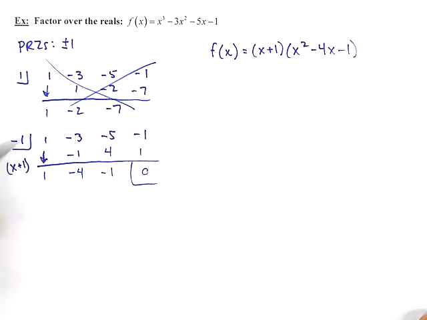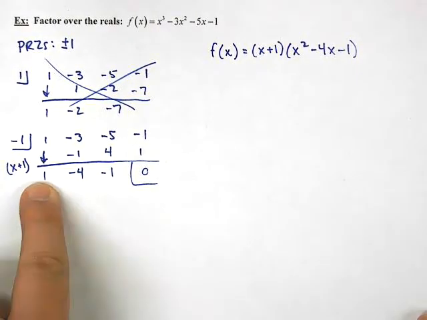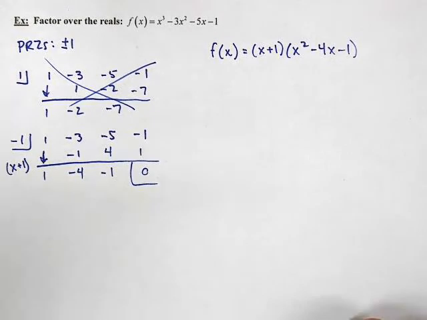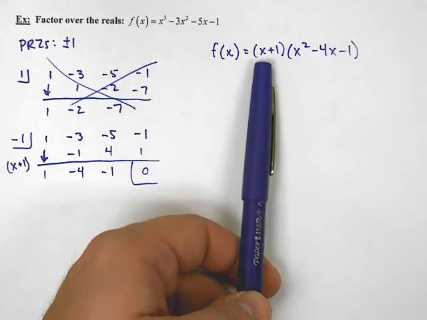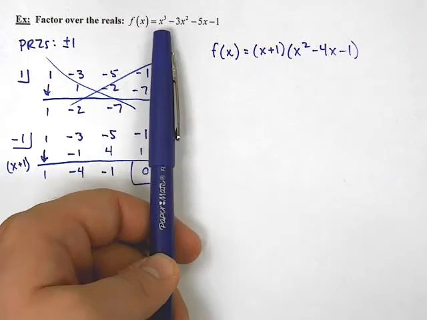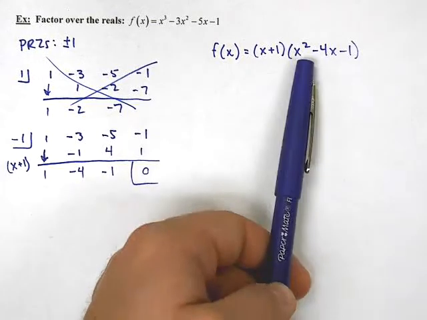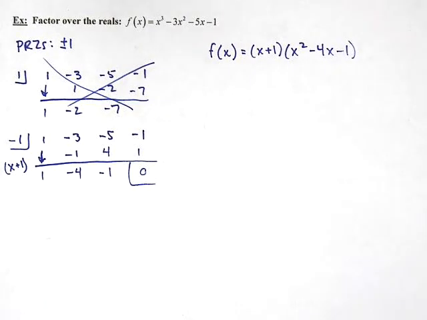Again, please remember, this degree has to go down. This gives me the coefficients of my new polynomial. But remember, the degree has to go down. And why is that? Because I'm taking out an x. I'm taking out an x from x cubed, which is going to leave me with x squared.